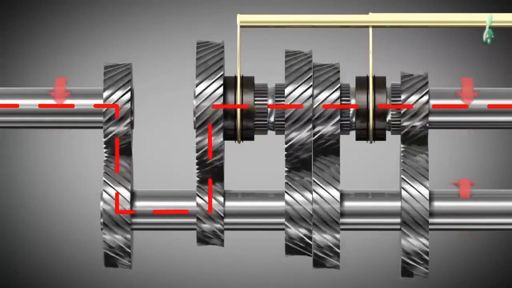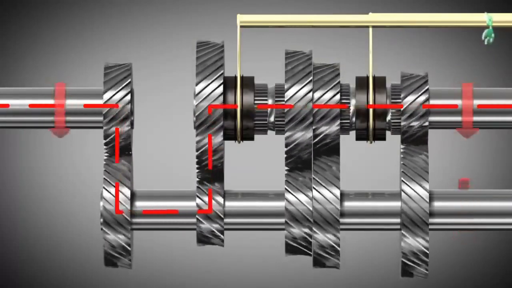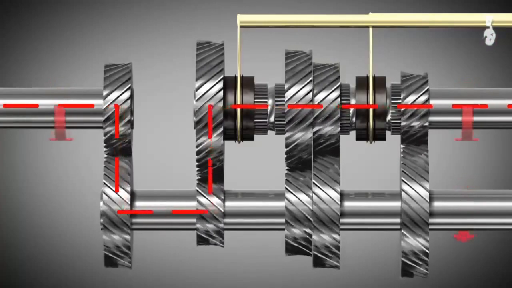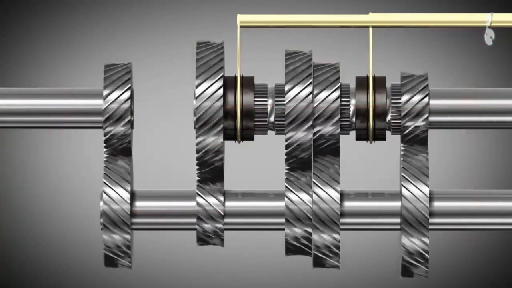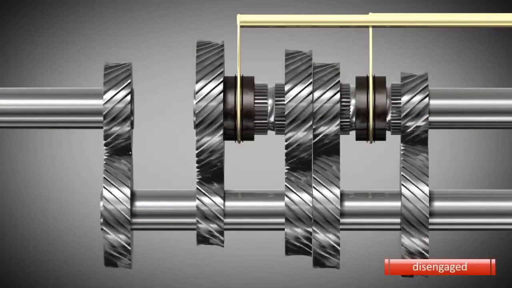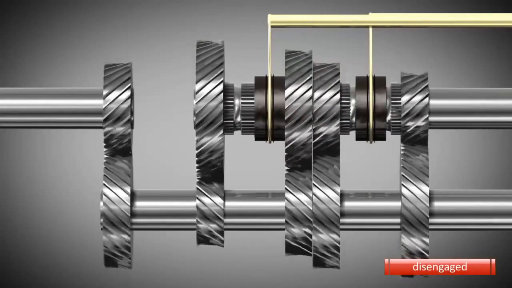Then, the transmission transfers the energy through the counter shaft and the output shaft to the wheels, so the vehicle begins to move. When the driver wants to shift from first gear to second gear, he or she must disengage the friction clutch. Then, the driver can shift gears without damaging the transmission.